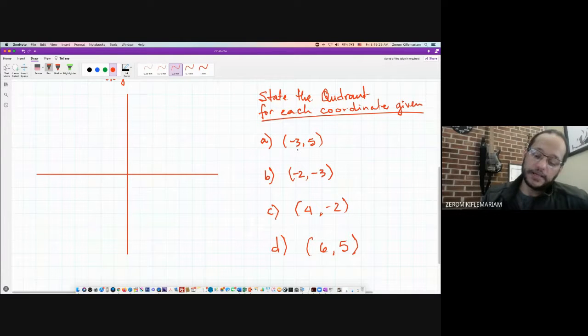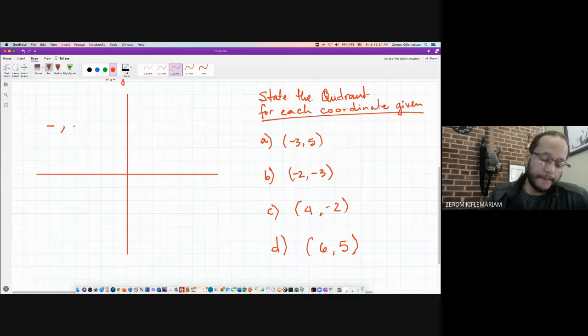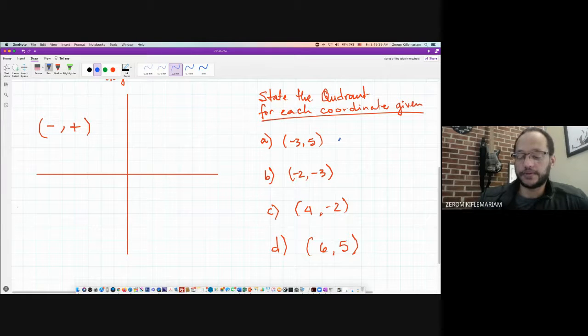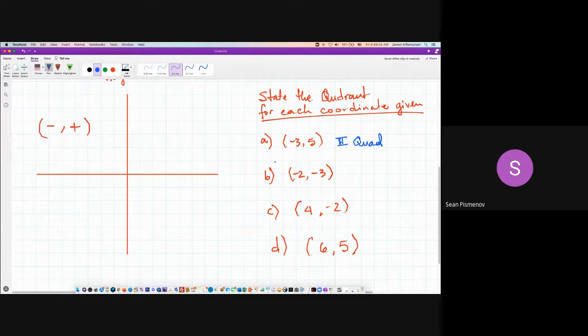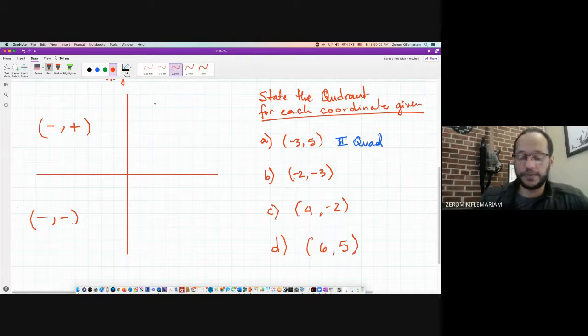So the x value is -3, the y value is positive. So that would be second quadrant. And B would be what? B would be in the third quadrant, which is going to be negative, negative. Negative, negative should be in the third quadrant.